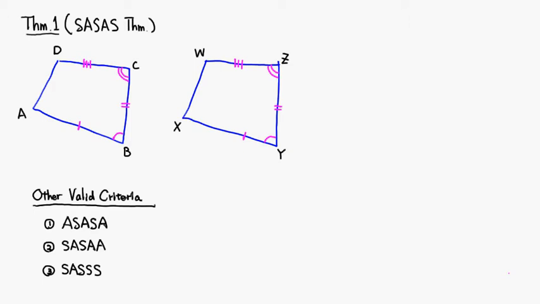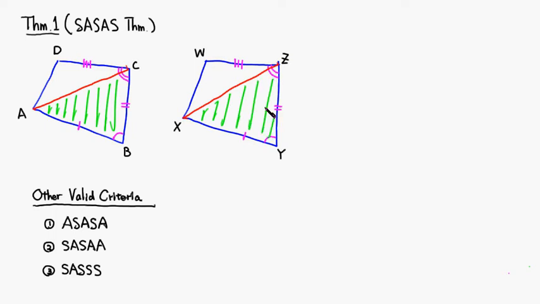First thing we do is draw a diagonal AC and XZ. Then look at the triangles. If you look at triangles ABC and XYZ, we have a side-angle-side, so we have a congruent triangle here. Right, congruent triangle here, which means that we have a congruence between here.